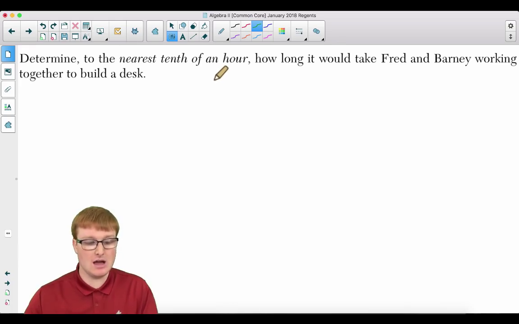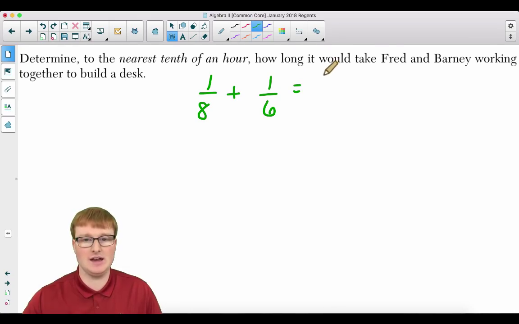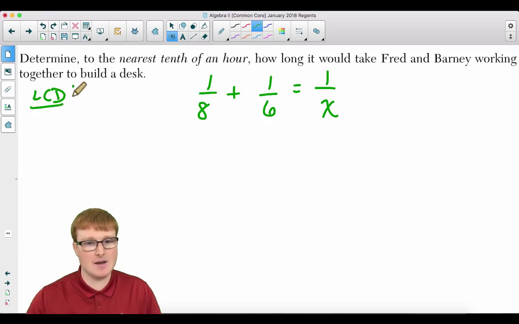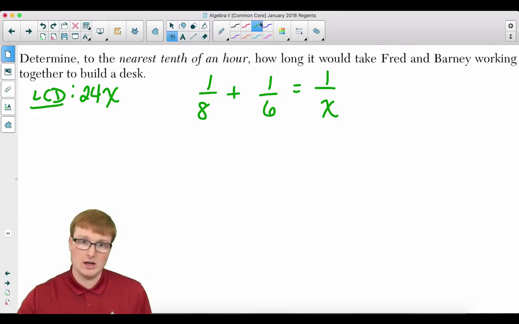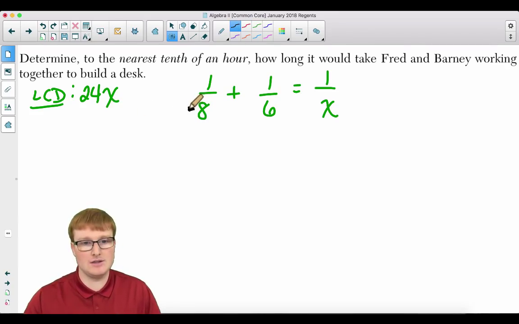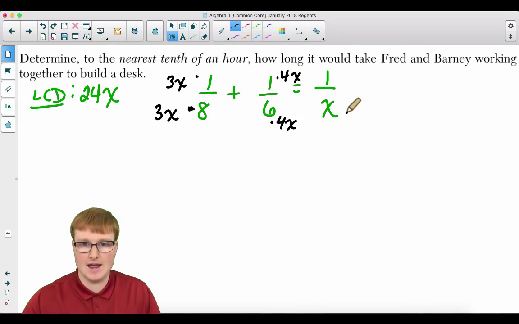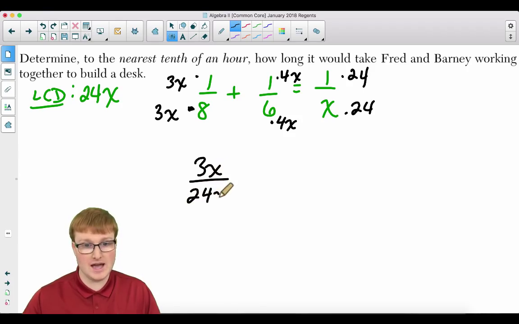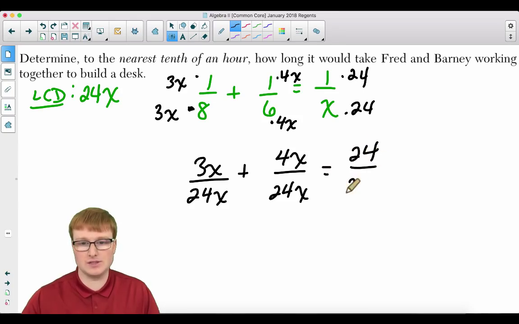So this is 1/8 plus 1/6 is equal to 1 over, I'm just going to call it x. So we need to solve for x, but we need a least common denominator. My least common denominator, just by looking at it, is going to be 24x. So I'm going to multiply the top and the bottom on this fraction by 3x, this one by 4x, and this one by 24. So we get 3x over 24x plus 4x over 24x is equal to 24 over 24x.